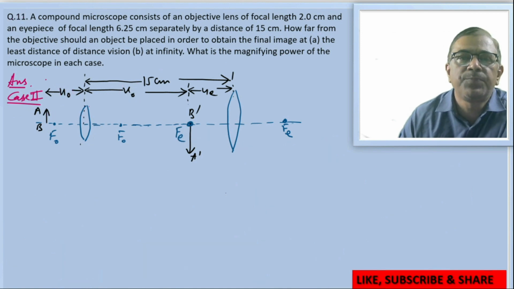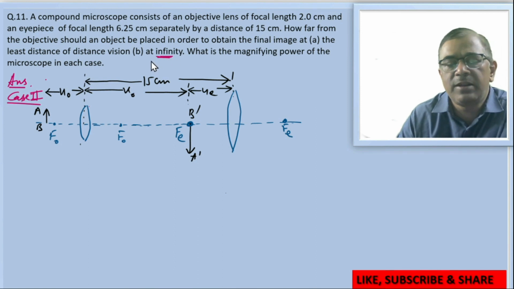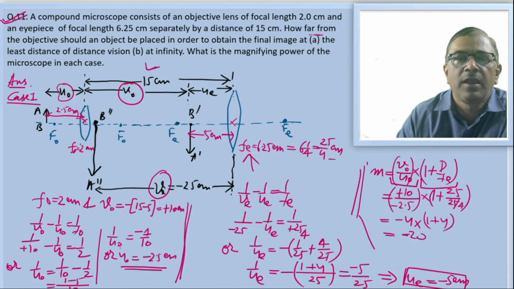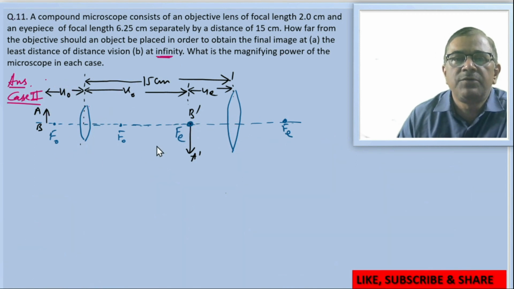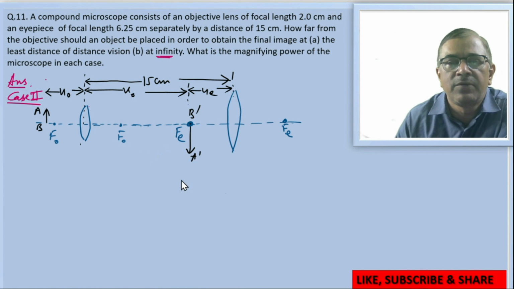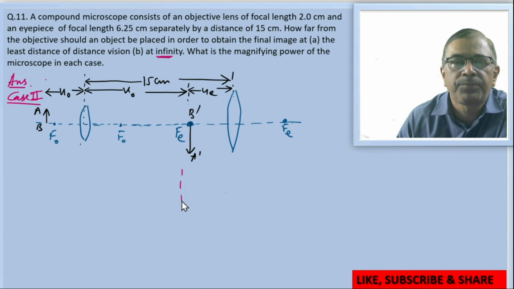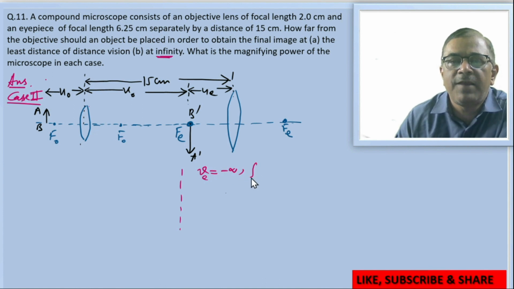In case number 2, the final image should be formed at infinity. How really can the final image be formed at infinity? And you already know FE coincides with B dash. In that case, what will happen? The final image is formed at infinity. So let's attempt this again. For this eyepiece, what information is known to us? Final image is formed at infinity, so V is equals to minus infinity. Also the value FE is equals to 25 by 4 centimeter.